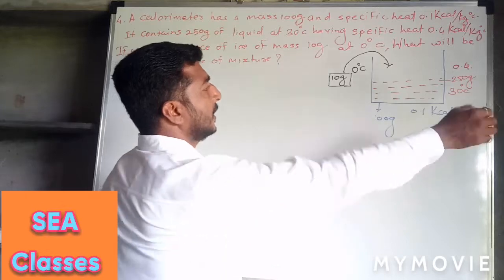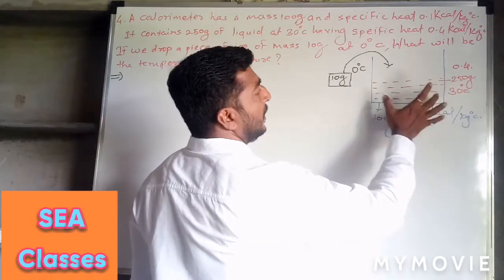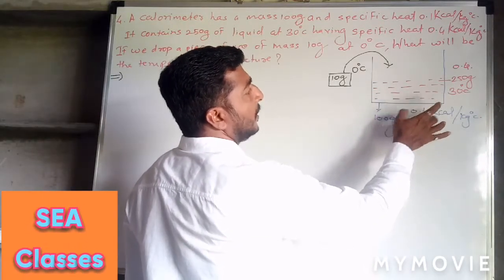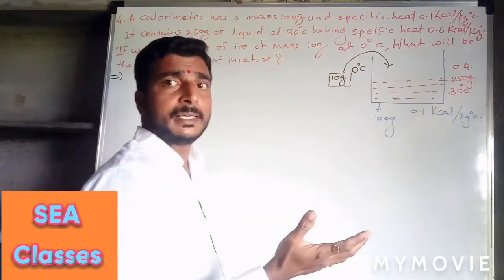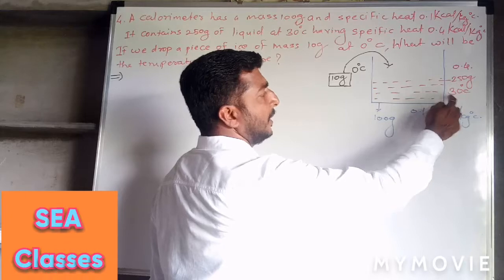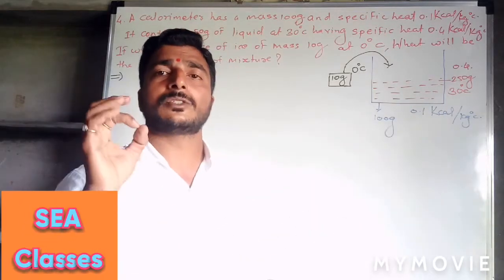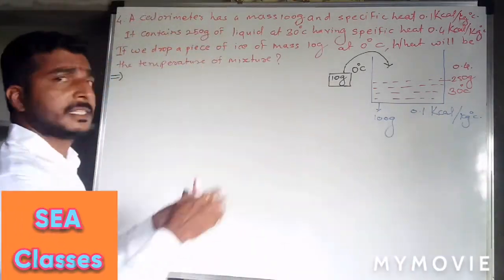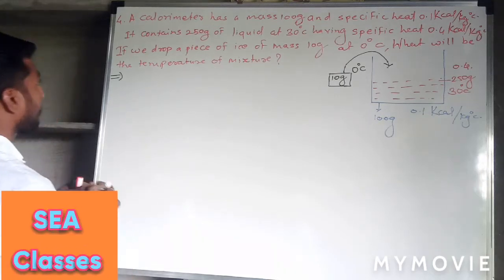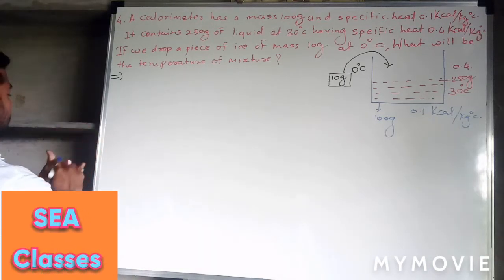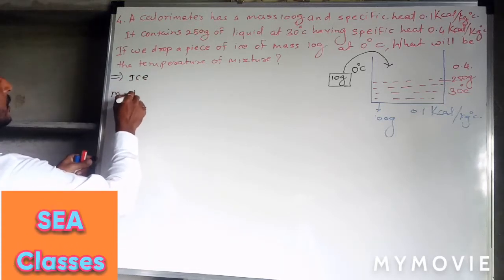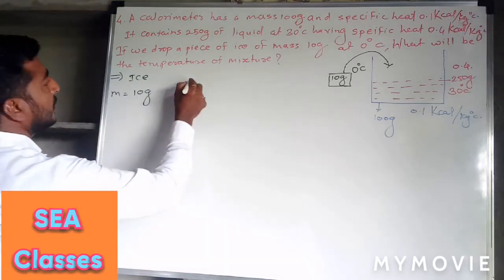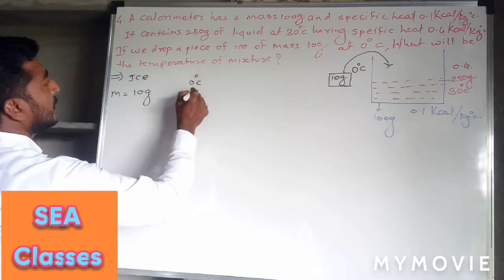That means at the initial stage, when the liquid is in the calorimeter, the temperature of the liquid and the temperature of the calorimeter will be equal. As the temperature is 30 degrees, the temperature of the copper calorimeter will also be 30 degrees. So we will understand this scenario separately. Now first I will take ice. The mass of ice is 10 gram. Now what is the condition of our ice? It is at 0 degrees Celsius.